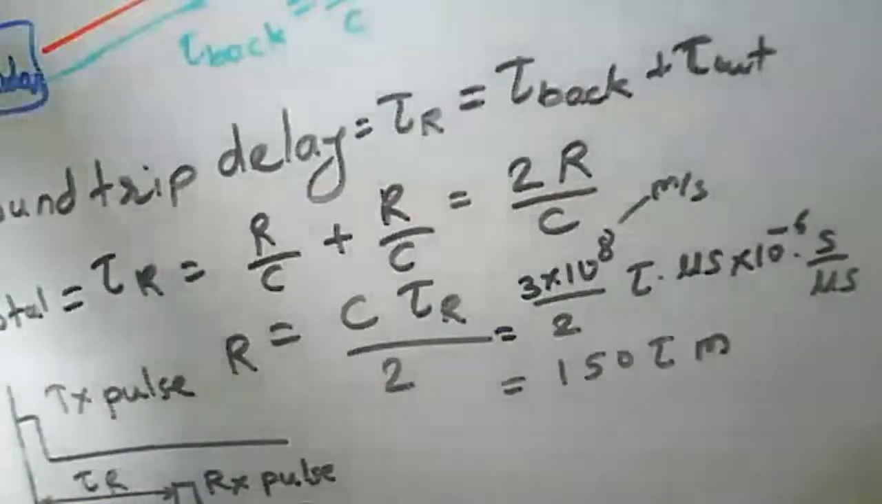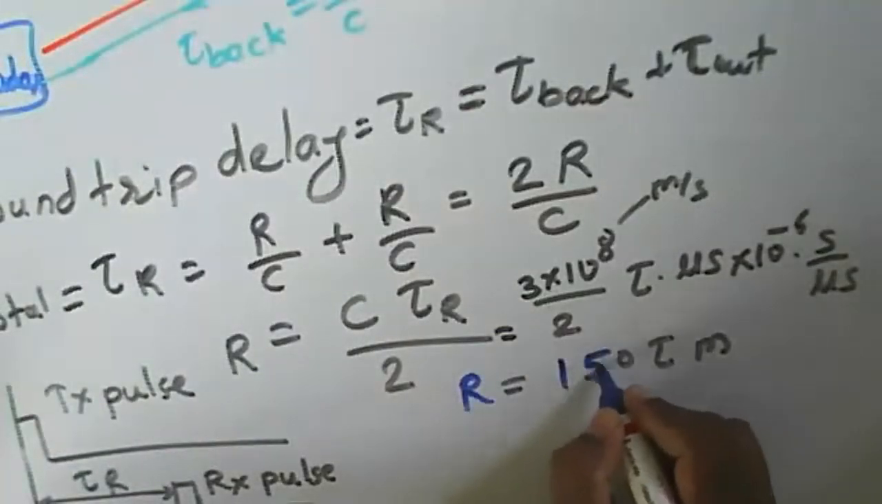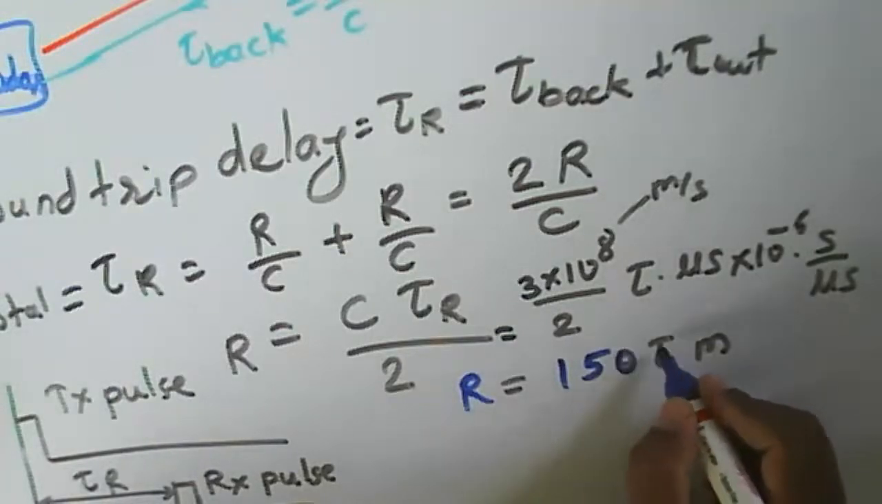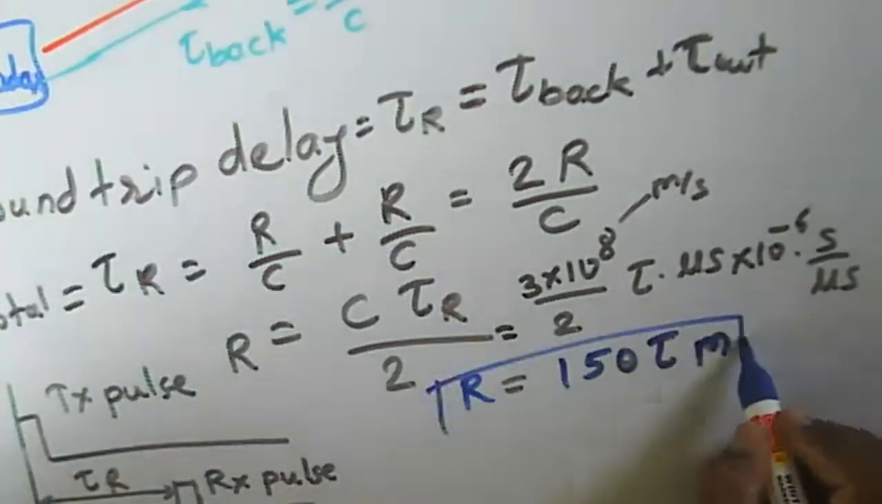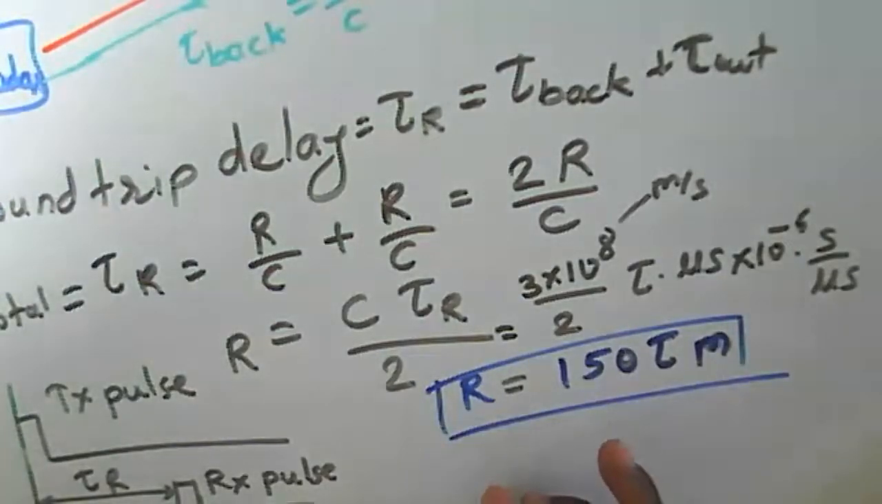So this one is about the range. R is equal to 150 tau meters. So from this we can find out the range, simply using the total delay here.